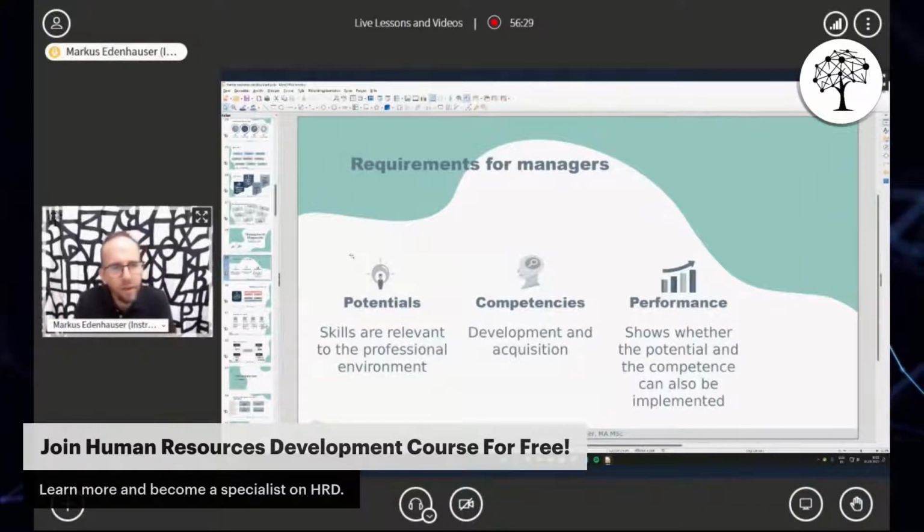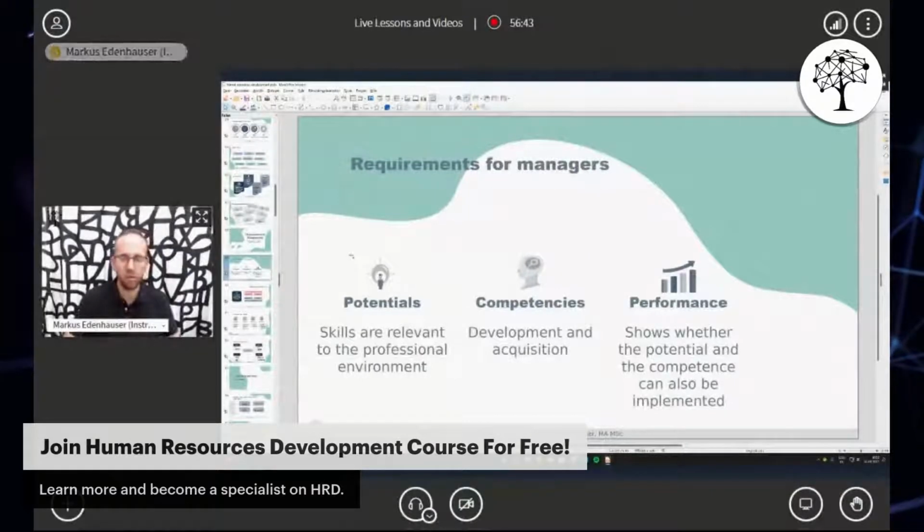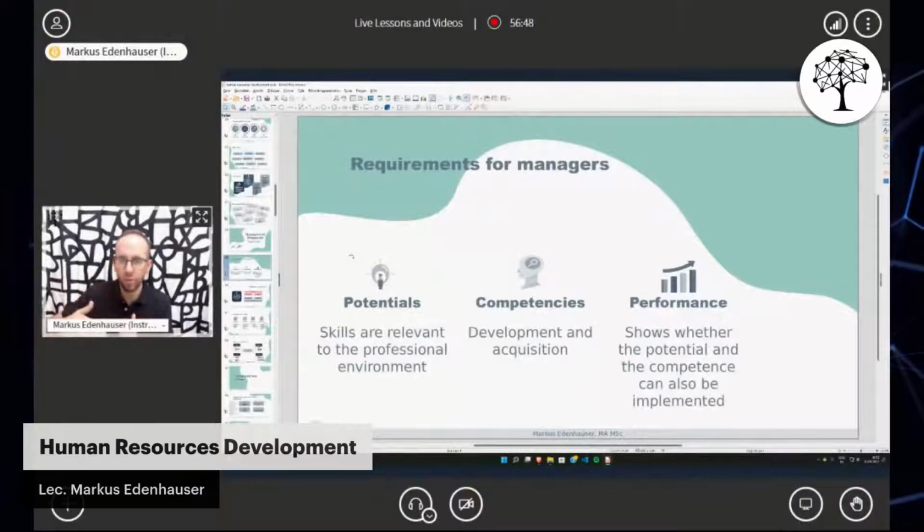So one of the things is the potentials. Skills are relevant to the professional environment. And always keep in mind there are people who only want to work 9 to 5. But there are also people who want to make a career, some success. And this could be a potential. Potential means that you can see the person has engagement with the topic. They want to fulfill something. And also competences.